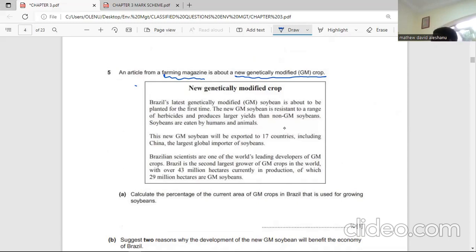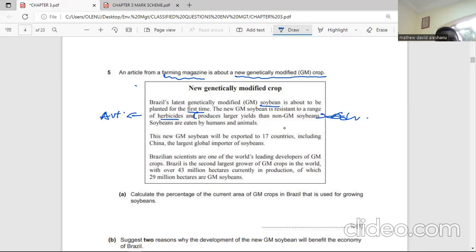So let's read what it is about. First, it is said that Brazil's latest genetically modified soya beans are about to be planted for the first time. Now, the new genetically modified soybeans are resistant to a range of herbicides. So they are resistant to herbicides. Obviously, if they are resistant to herbicide, that's an advantage. And they produce a larger yield than non-genetically modified soybeans. This is another advantage.